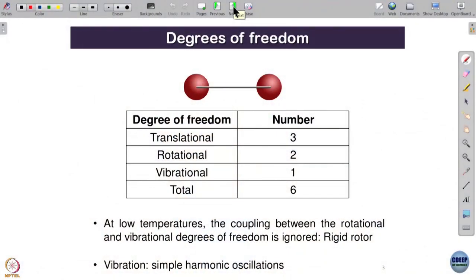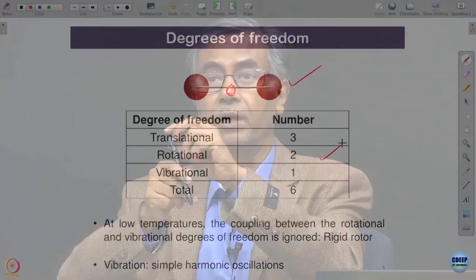So let us consider just a diatomic. You can consider nitrogen or oxygen. Then we have translational degrees of freedom of the center of mass, that is 3. Then it rotates like this; in a linear molecule it can rotate like this, it can rotate like that. The rotation about the axis does not change anything. So we have 2 rotational degrees of freedom, and we have the stretching vibration, one vibrational degree of freedom. The total number of degrees of freedom is 6.